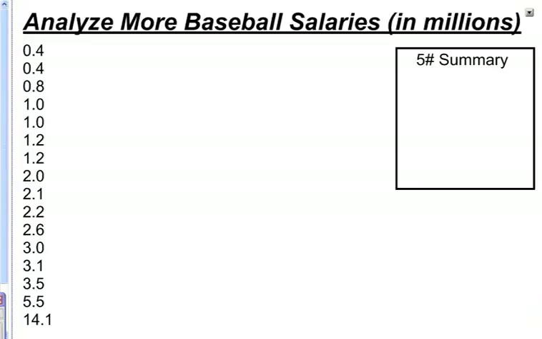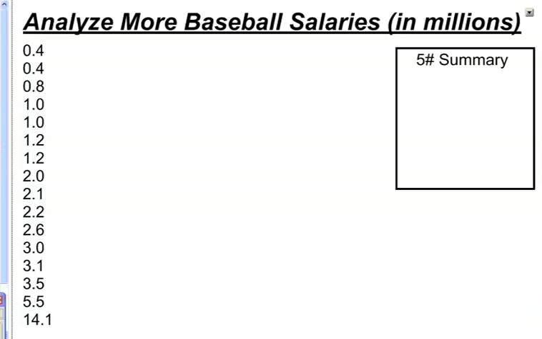Let's take a look at some baseball salaries. Now these are in millions, so just be aware of what the numbers actually mean. The bottom number on this whole list is 14.1 million. That's 14 million, $100,000 a year, that's pretty good pay. The very top number is 0.4 million, that would be $400,000 a year.